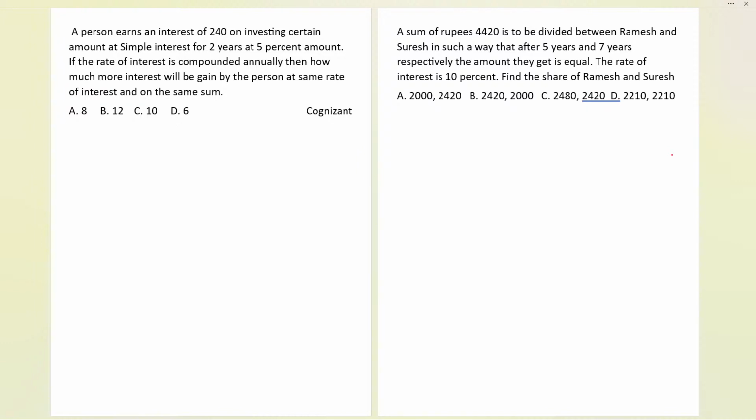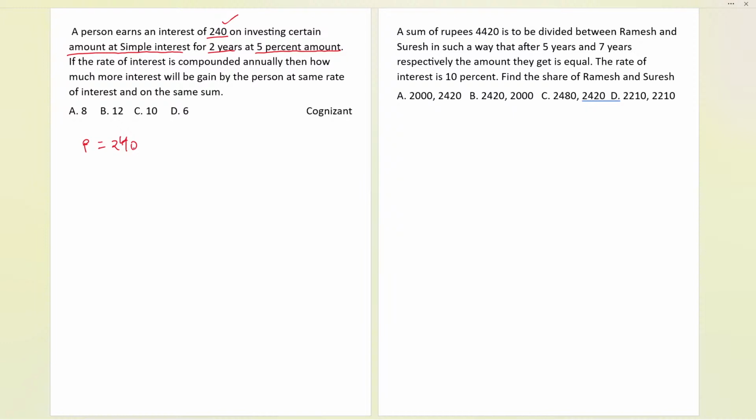Okay, now let us see over here what we have to do in this part. A person earns 240 rupees on investing a certain amount at simple interest. For how many years? 2 years. At 5% rate. A person earns how much? 240 rupees.